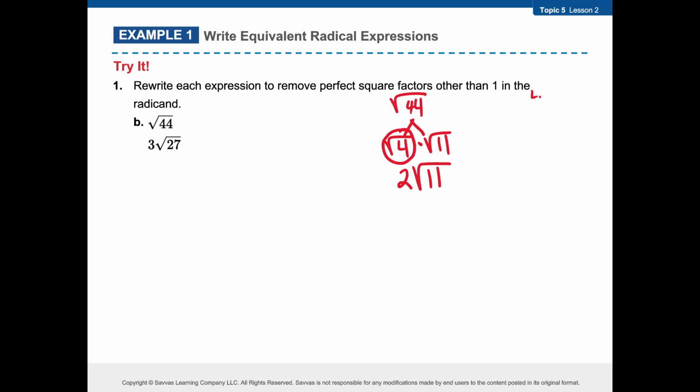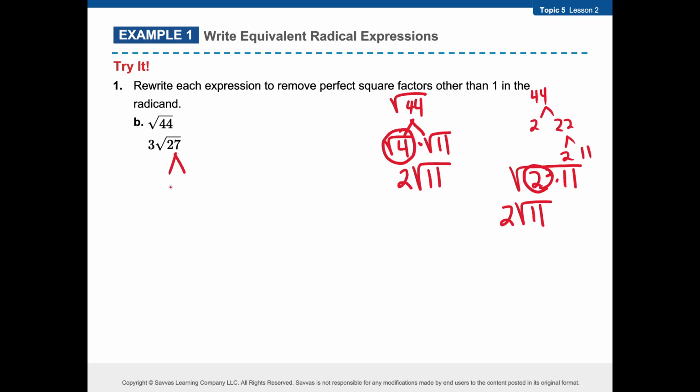If you like the family tree, 2 times 22, 2 times 11. I have a pair of 2's and I have an 11. That pair of 2's comes outside, 11 stays inside. Whichever way you like, do it that way.